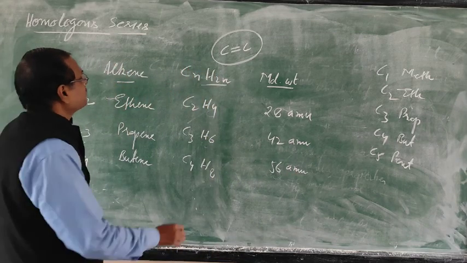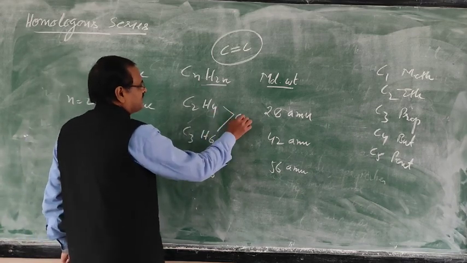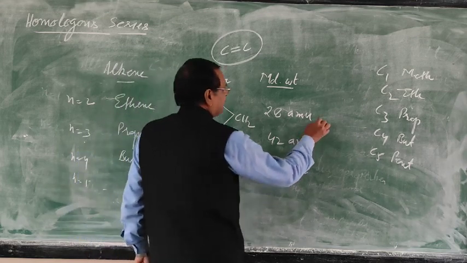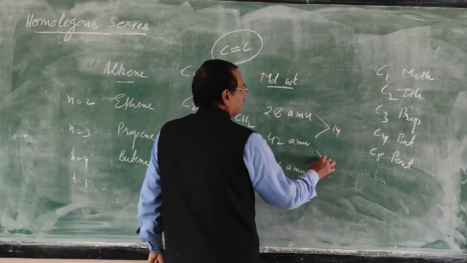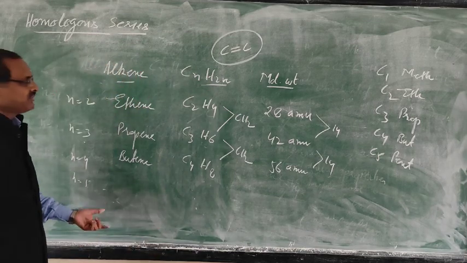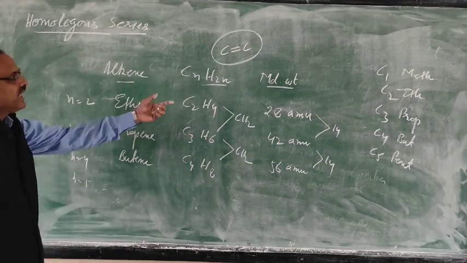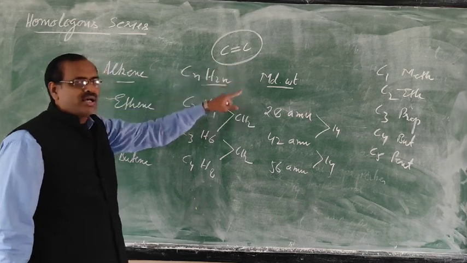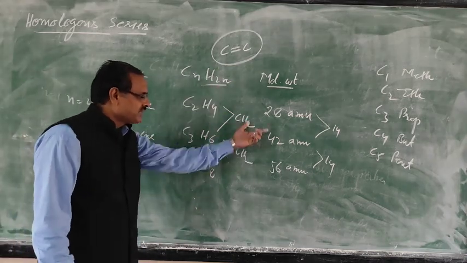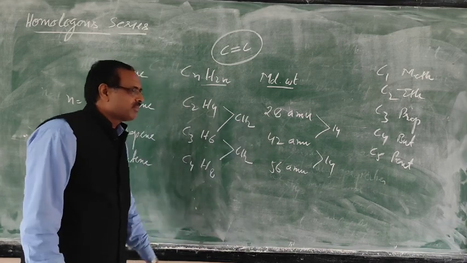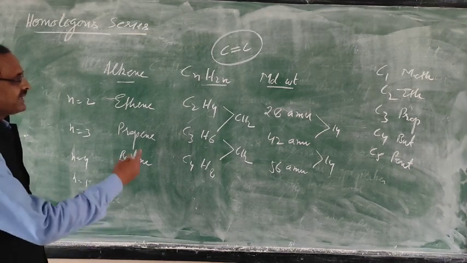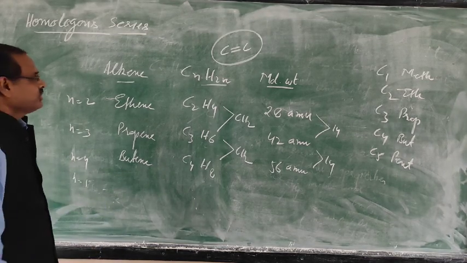Then just take the difference. You will get CH2 between 2 successive members, and if you take the difference of the molecular mass, it is 14, 14. Regarding the properties, the chemical properties will be the same because all have the carbon-carbon double bond, all are unsaturated. The physical properties will increase because their molecular mass increases, so the van der Waals force will also increase.